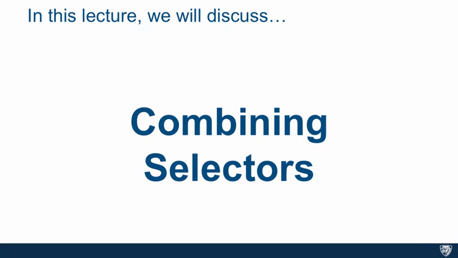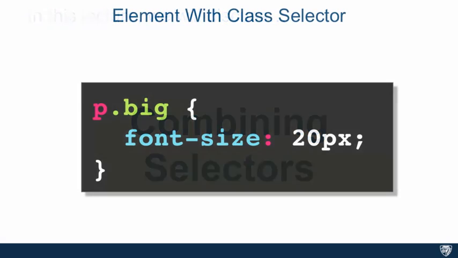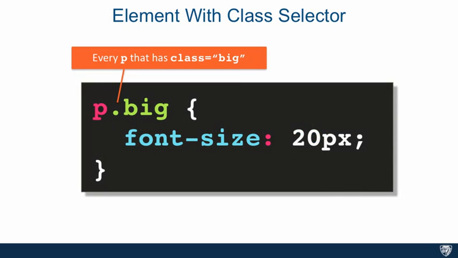Combining selectors is a very powerful technique that allows you to more precisely target DOM elements. In this lecture, we're going to take a look at some of the most common ways of combining CSS selectors. The first one is the element with class selector.